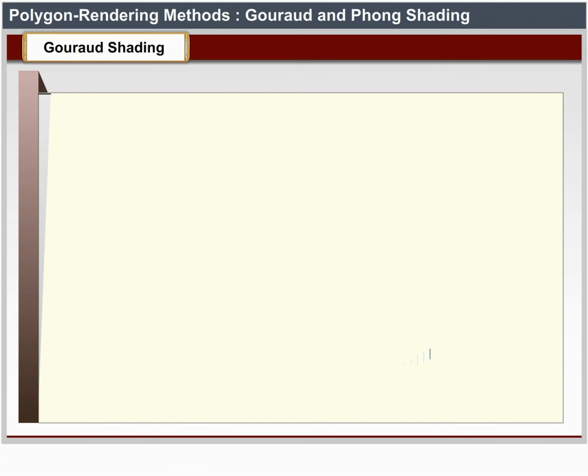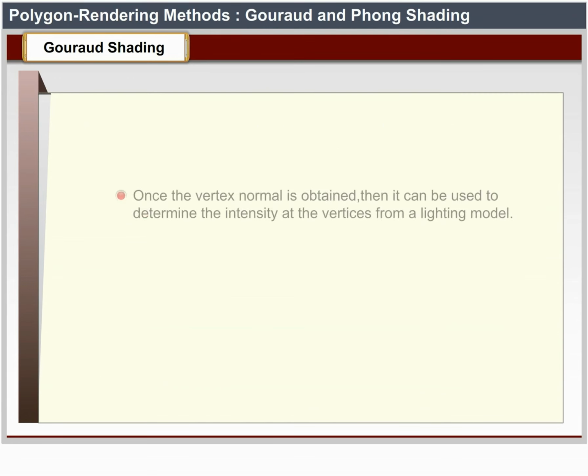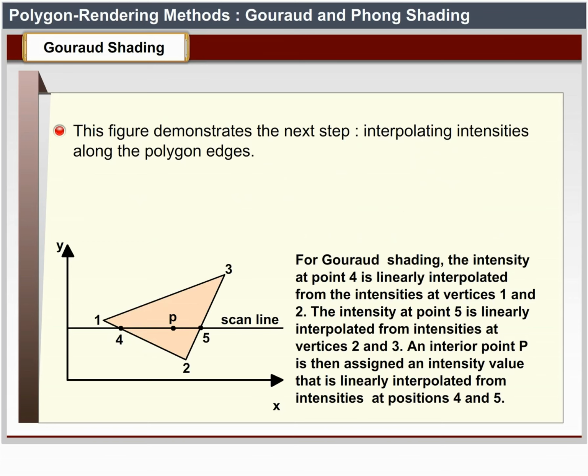Thus, for any vertex position V, we obtain the unit vertex normal with the calculation as shown. Once we have the vertex normals, we can determine the intensity at the vertices from a lighting model. This figure demonstrates the next step, interpolating intensities along the polygon edges.